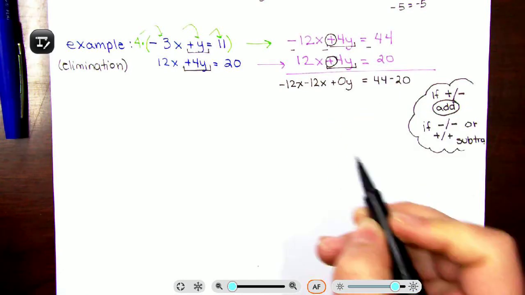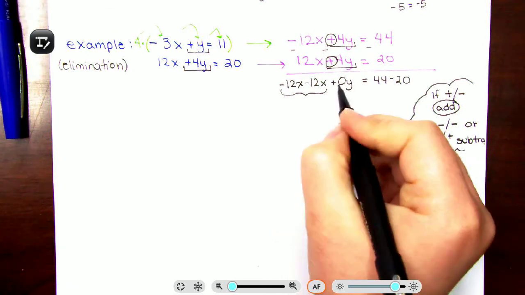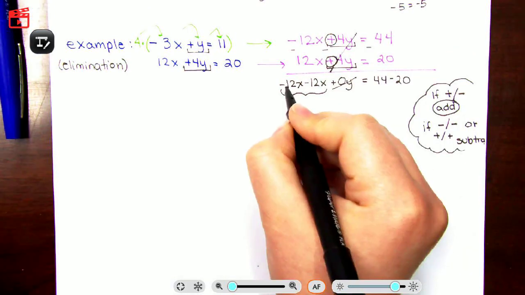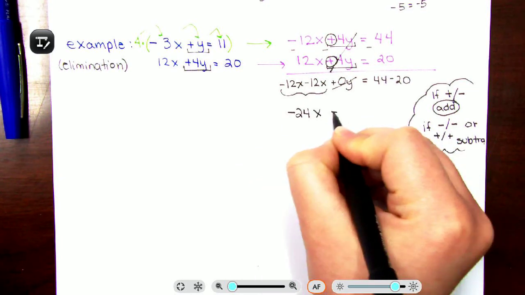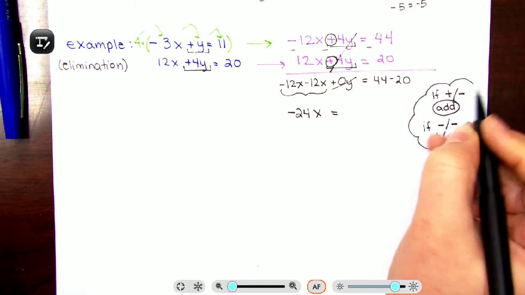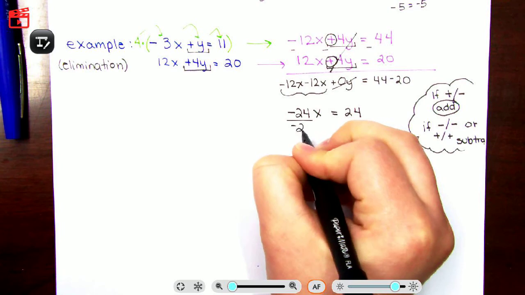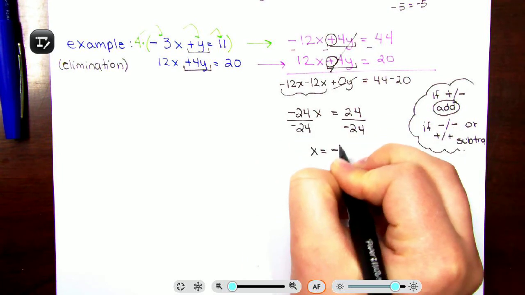Now I'm writing it down like this so you guys can catch this step here. This is not negative 12 and positive 12. This is negative 12 and a negative 12. 0 you don't have to write. That feels really good. You can just cross them out. So negative 12 and negative 12 is negative 24x. 44 minus 20 is 24. Divide by negative 24 on both sides. x is equal to negative 1.